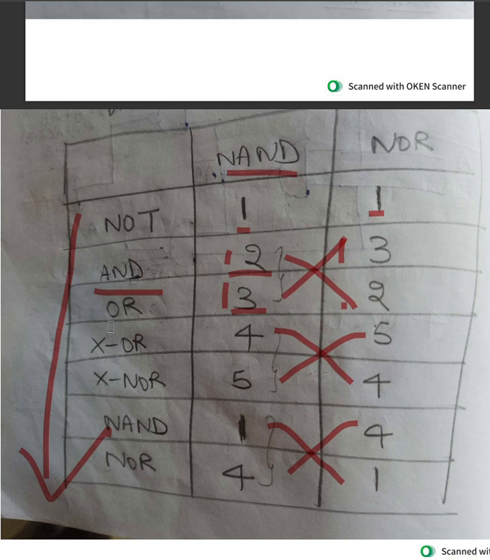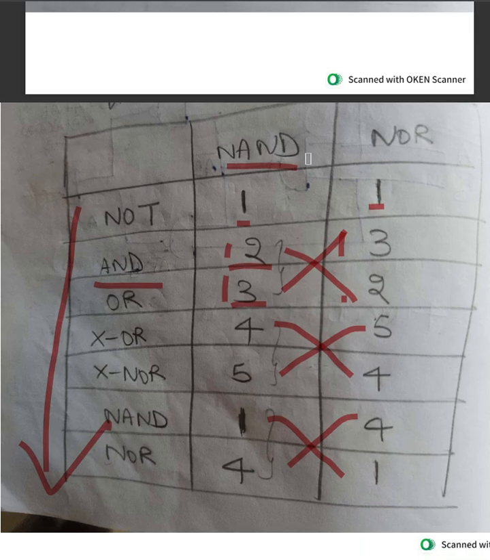So for AND and OR, it's like this: 2 and 3, 3 and 2. For XOR, it's 4, here it's 4. For XNOR, here it's 5 and here it's 5. For NAND, it's the same, 1. For NOR, it takes 4. The same from NOR to NAND, 4. From NOR to NOR, it's 1. Okay, remember this? Yes, this is the trick for that.